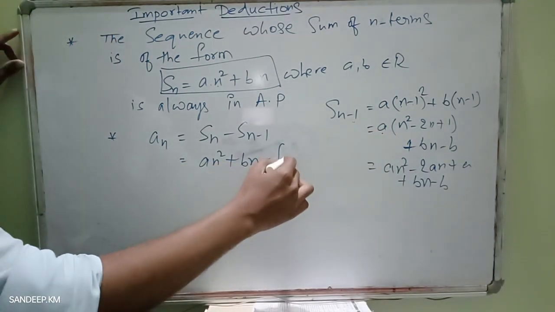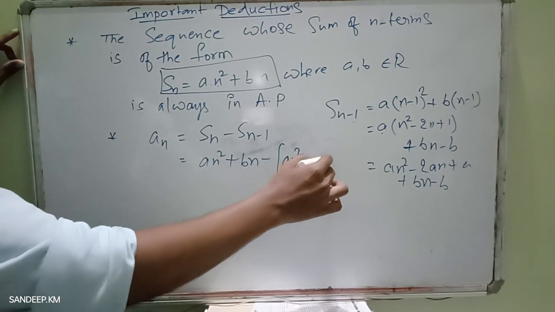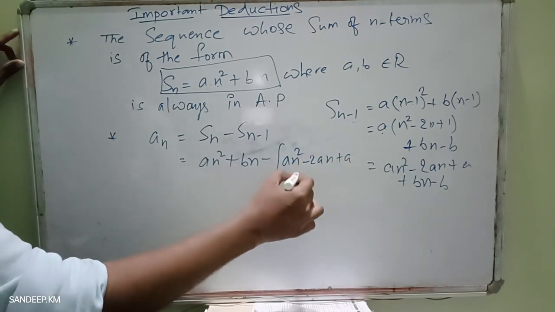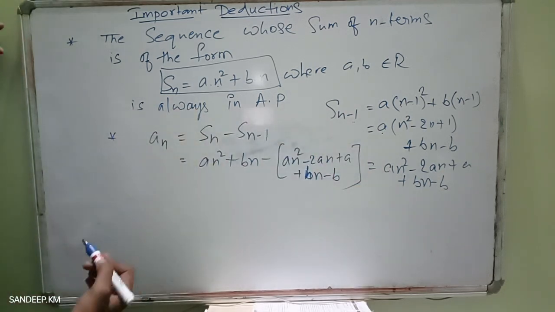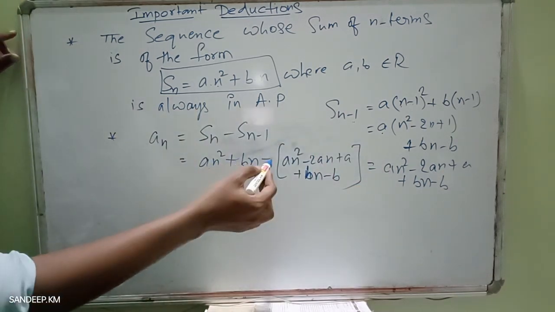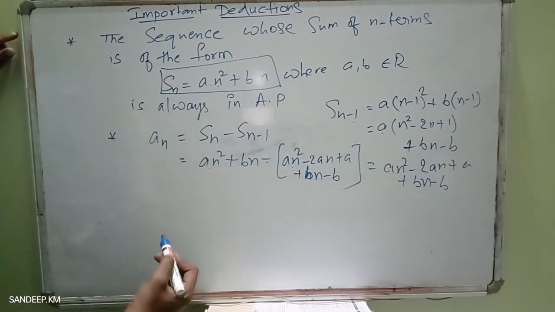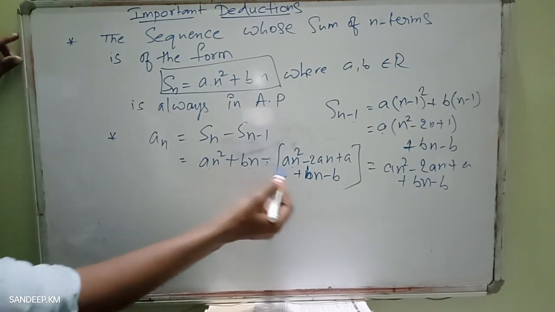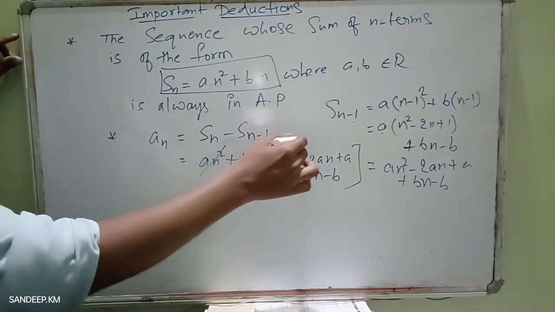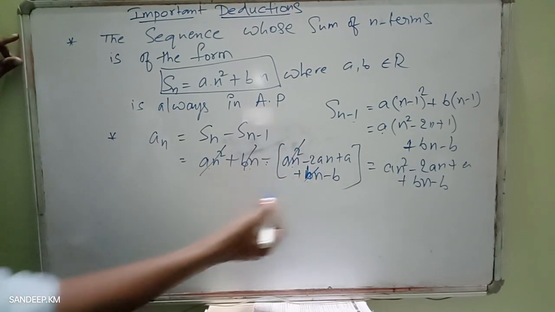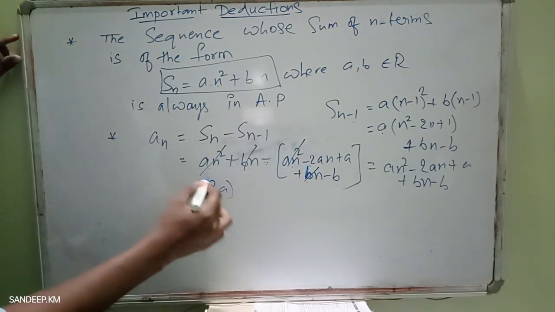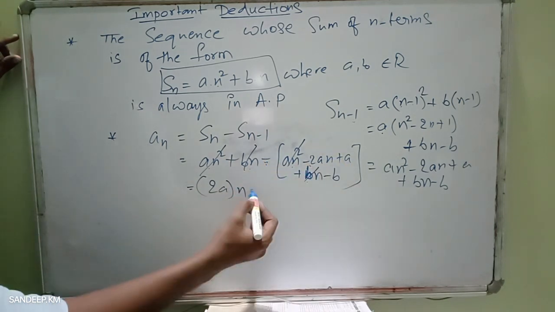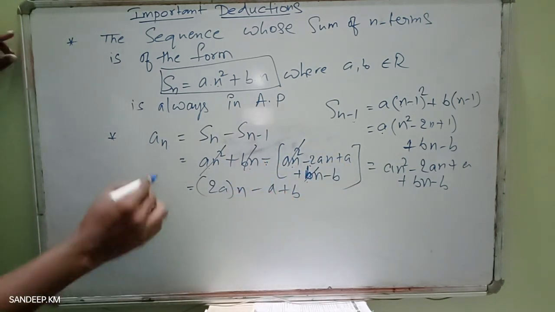So let us substitute the same here. An square minus 2an plus a plus bn minus b. So clearly plus an square and minus an square will get cancelled. Plus bn and minus bn will get cancelled. An square minus an square plus bn minus bn. So what is remaining? Minus into minus, 2a into n, and then minus a plus b.